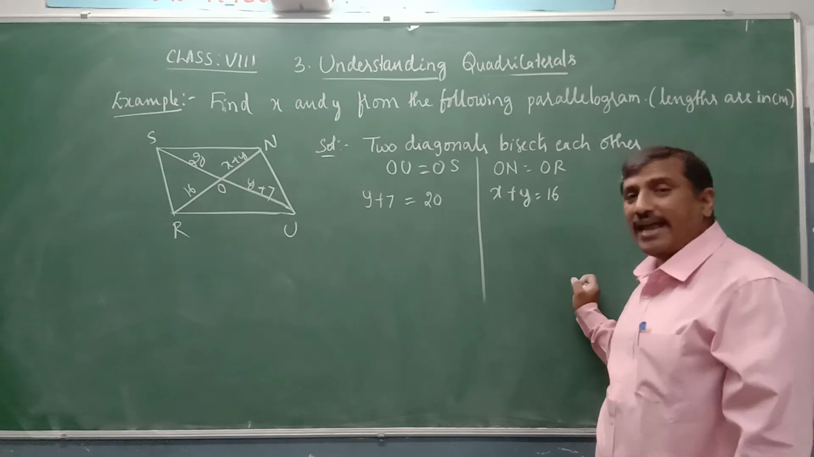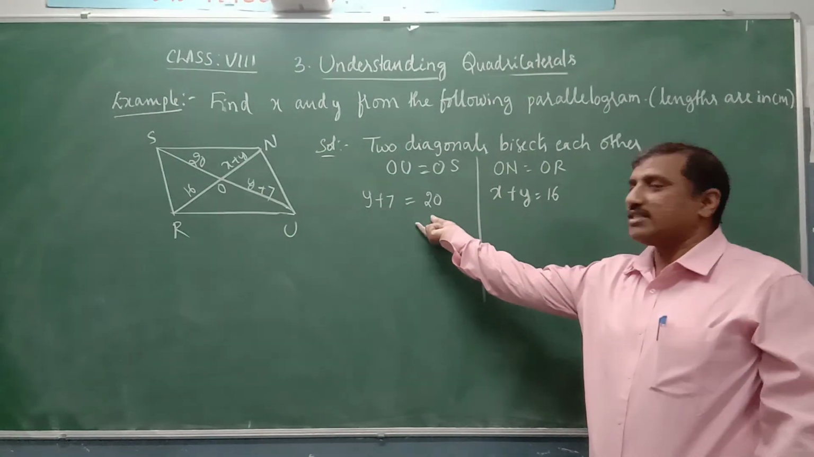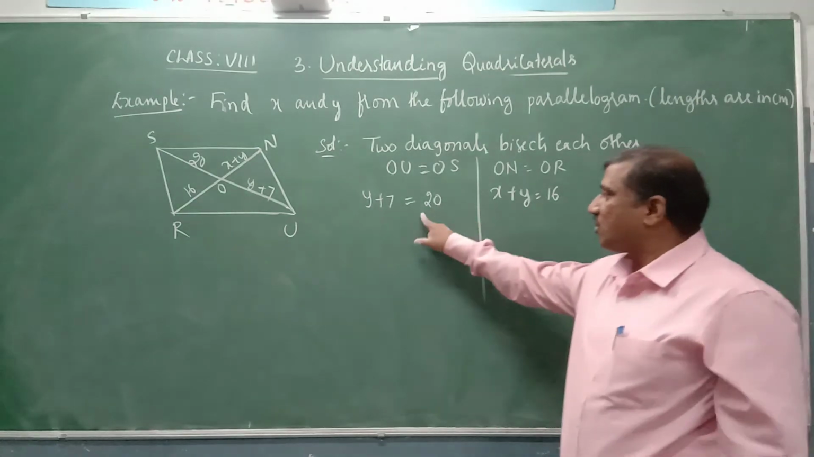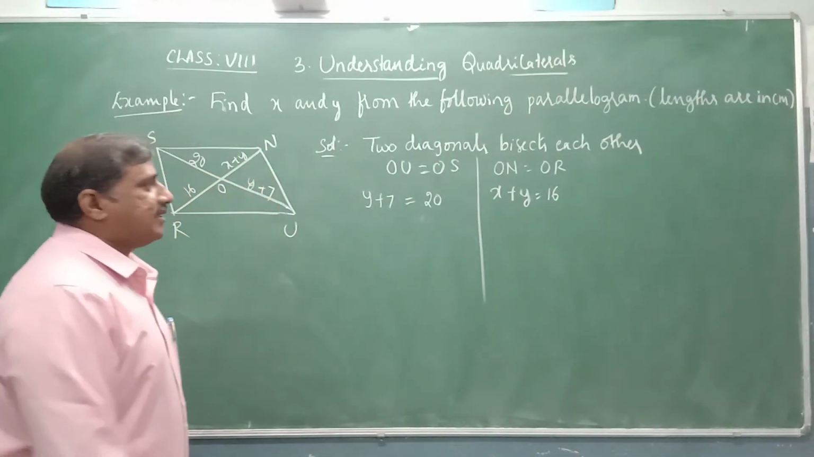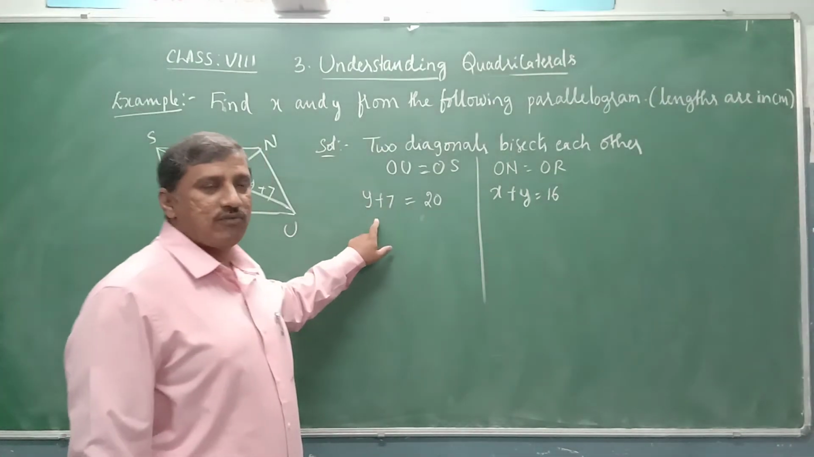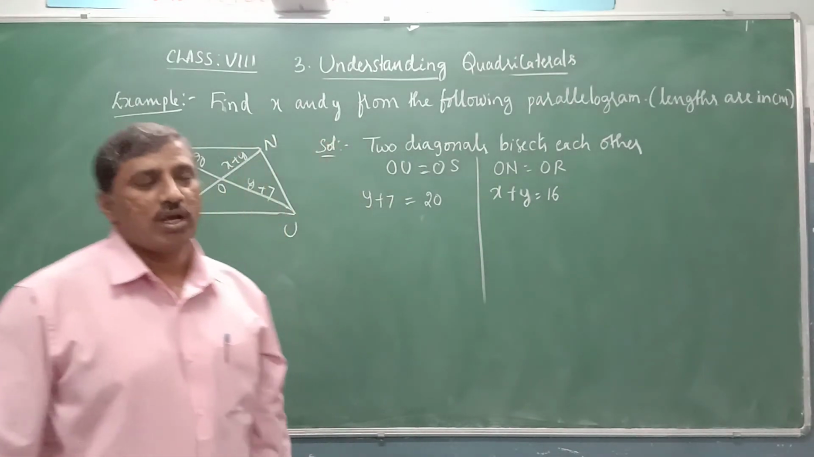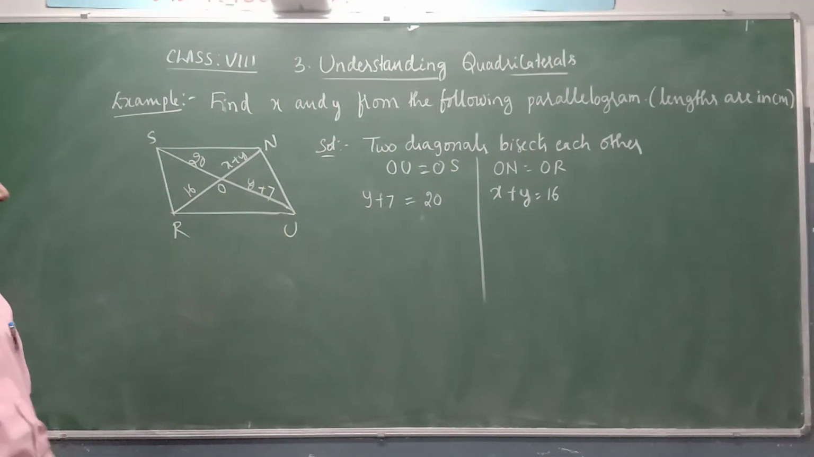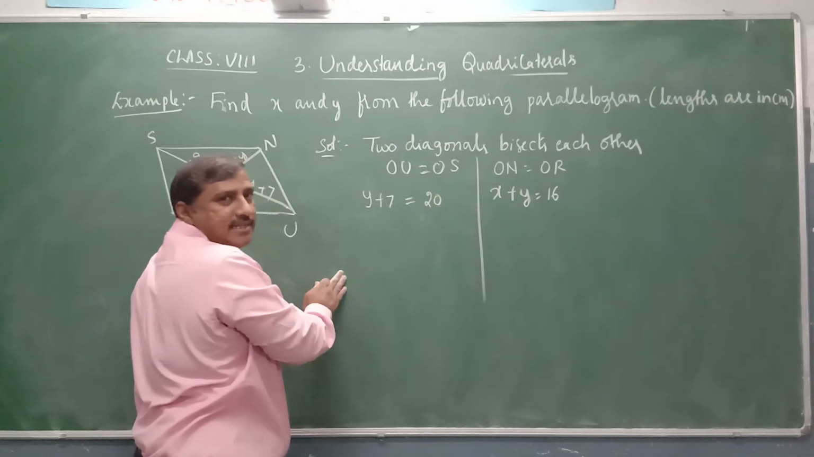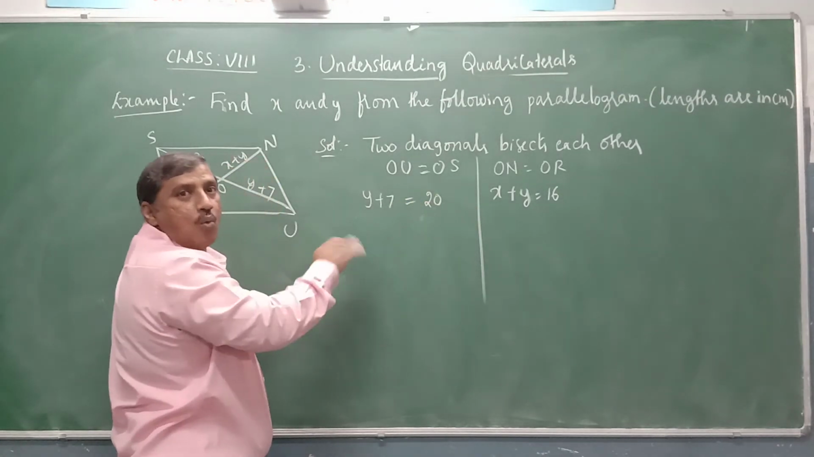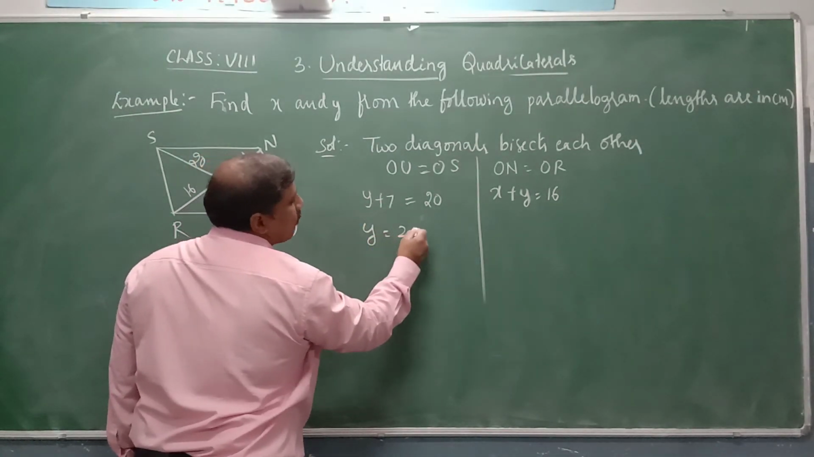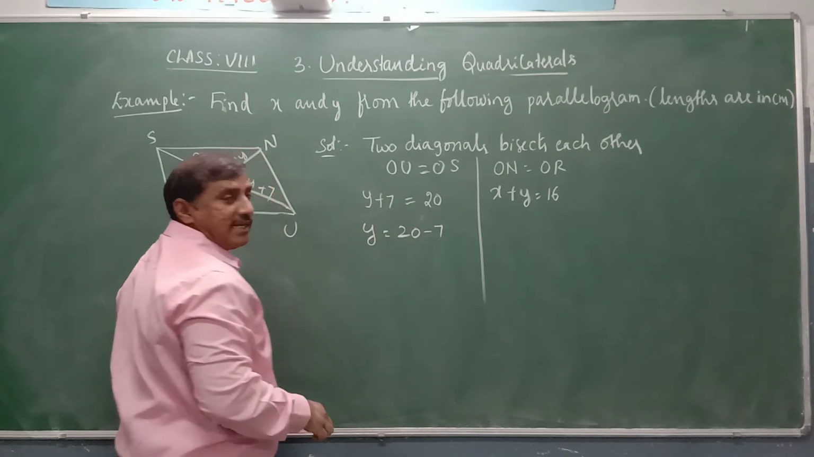Now we have to find x and y. This is a linear equation in one variable and this is a linear equation in two variables. First you solve the linear equation in one variable, then substitute the value of y from equation 1 in equation 2, and we will get the x value also. How do you find the y value here? Transpose plus 7 to the RHS. What will it become? Minus 7. Therefore y is equal to 20 minus 7.